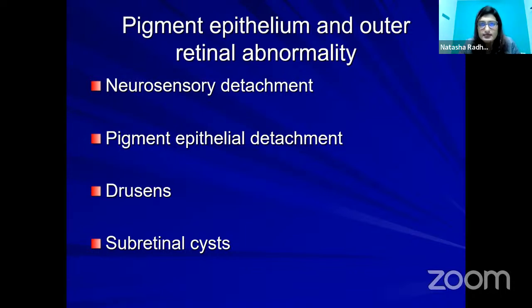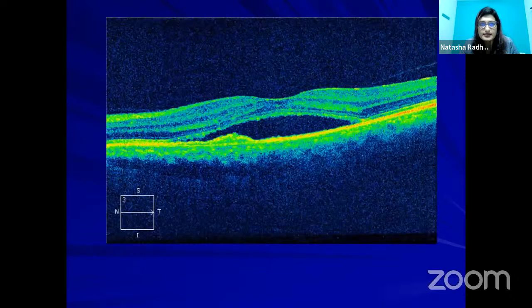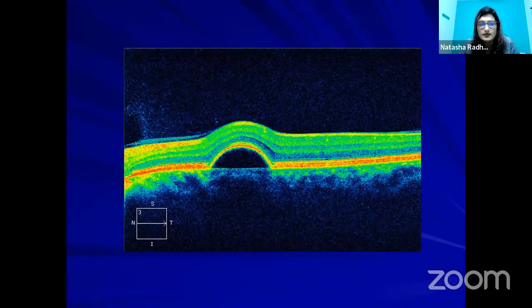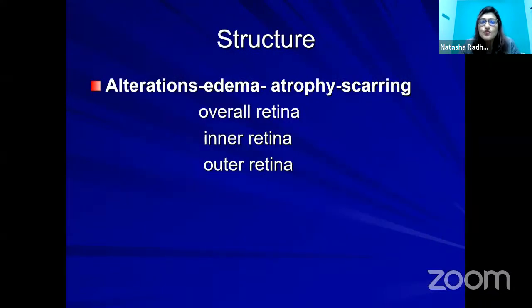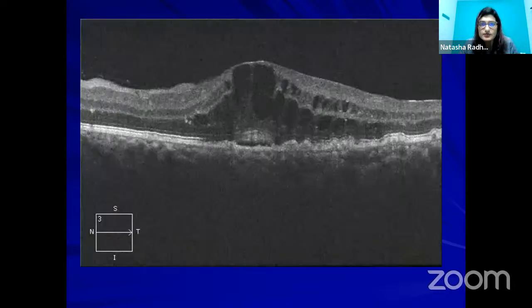Pigment epithelium and outer retinal abnormality, you can see neurosensory detachments, pigment epithelial detachments, drusen, subretinal cysts. So here you can see the drusen as well as the neurosensory detachment. Here you can see a PED. Then you have to look at the structure. What are the alterations in structure that can happen? You can have edema, atrophy, scarring. These three changes can be either in the overall retina, or in the inner retina or the outer retina, depending on what is the cause.